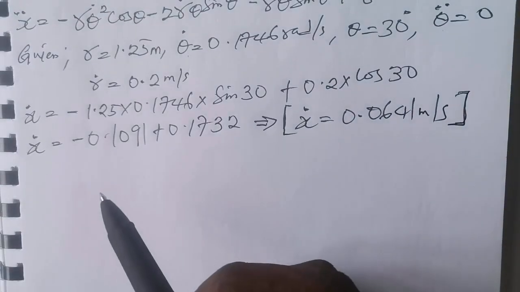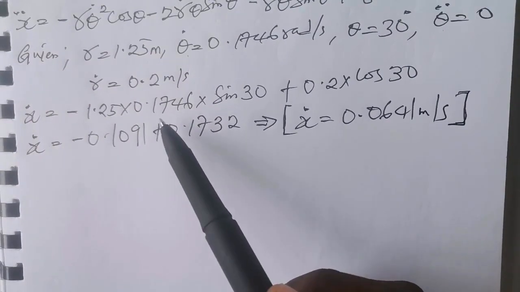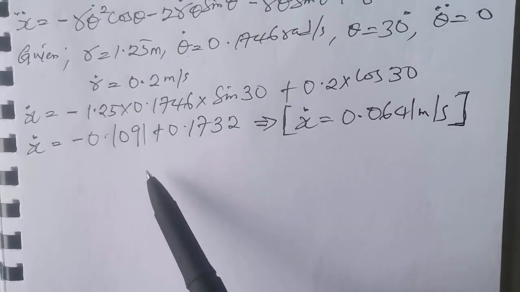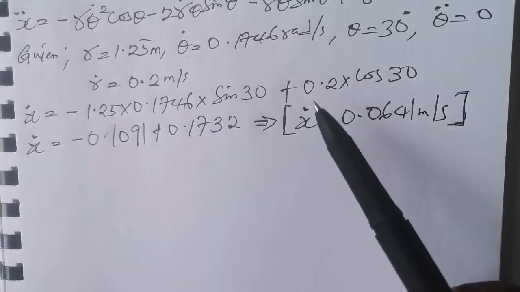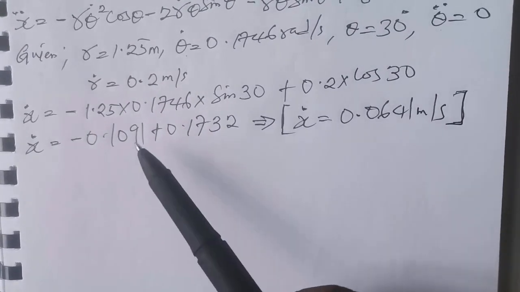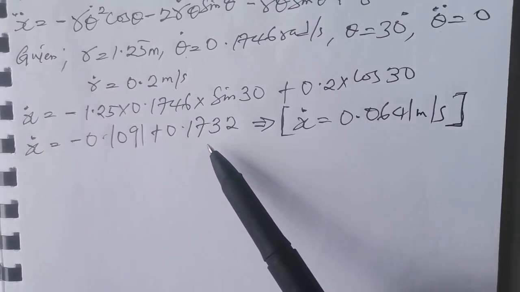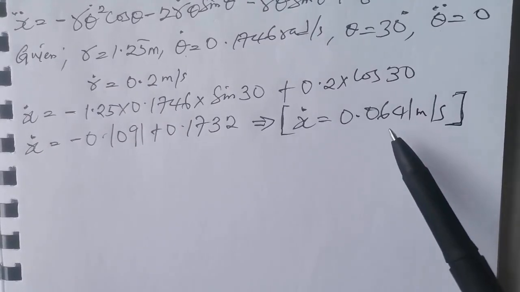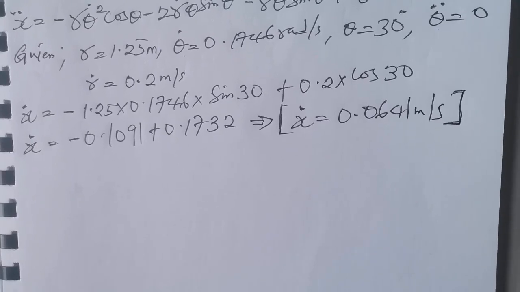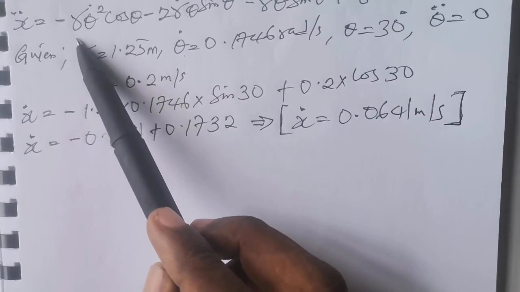So upon evaluation, minus 1.25 by 0.1746 multiplied by sine 30 gives us minus 0.1091, plus you have 0.2 multiplied by cos 30, that gives us 0.1732. So minus 0.1091 plus 0.1732 simply gave us 0.0641 to be the value of x dot. Now we plug these same values into x dot dot, as can be seen over here.